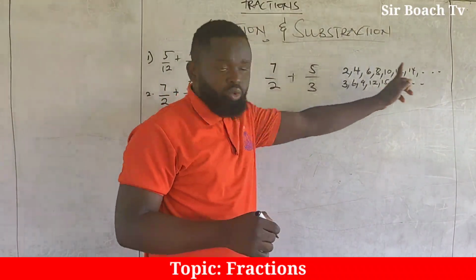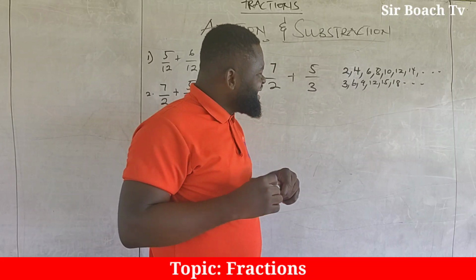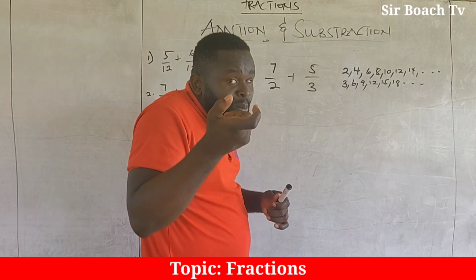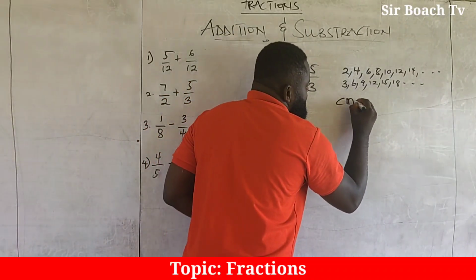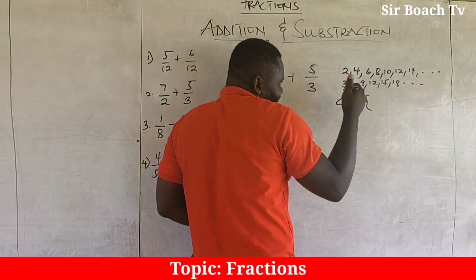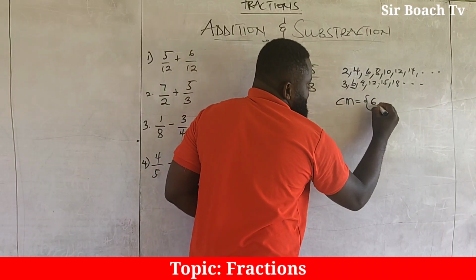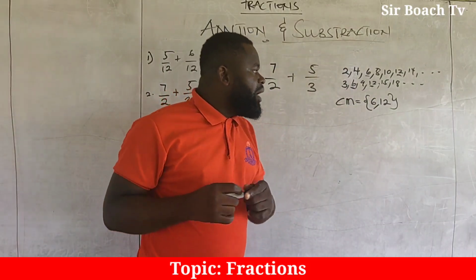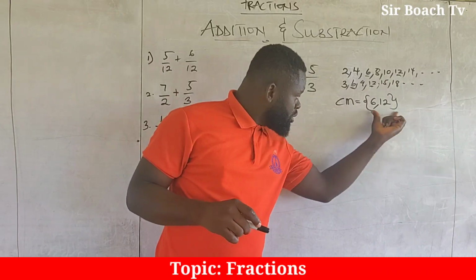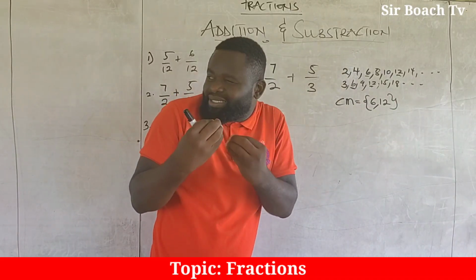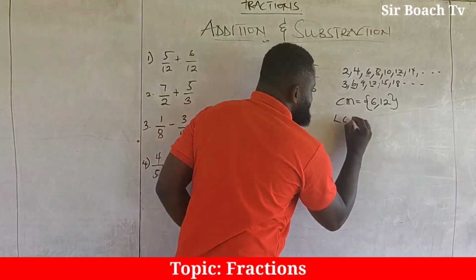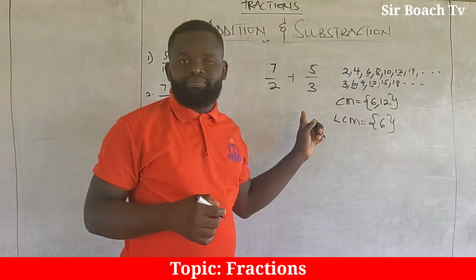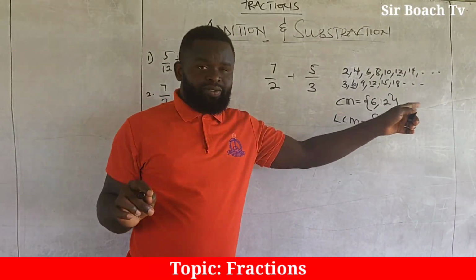Now among the multiples of 2 and the multiples of 3, we can see that some numbers appear in the 2 and also appear in the 3. Those numbers are called what? Common multiples, those that appear at the top and at the bottom. We can see 6 here and 6 here. We can also see 12 here and 12 here. So these are the common multiples. Among these, which one is the smallest? That is the least common multiple. Among the 2, the least is 6. So this is the 6 that we use for the LCM. It's so simple like that.